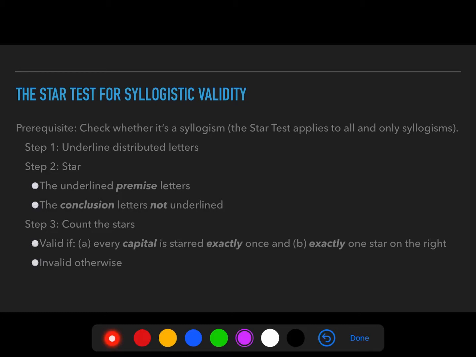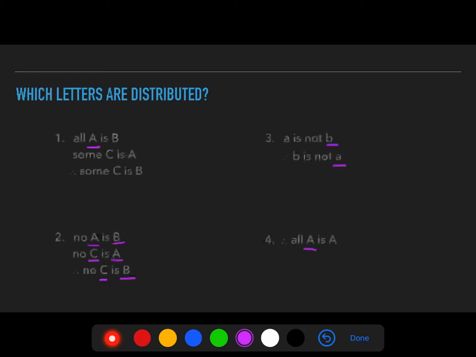So let's go back here to my question about whether they're distributed. Let's now ask, are they starred? Which letters are starred? Well, you star the ones in the premises that are distributed, that are underlined, and the ones in the conclusion that are not. Okay, so that's your starring.